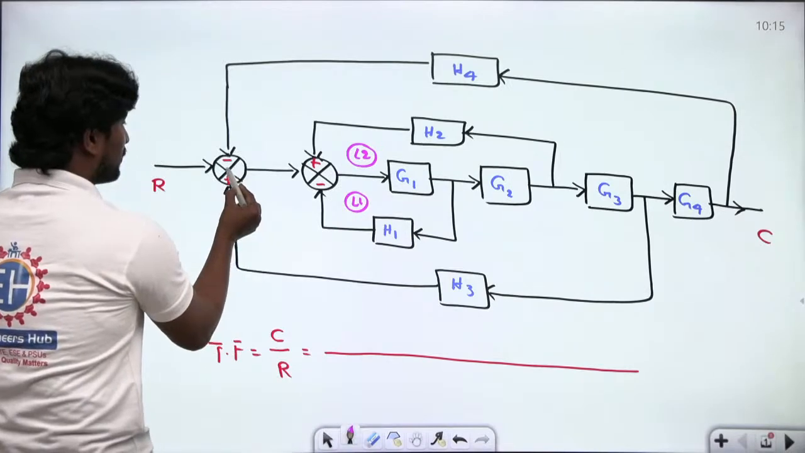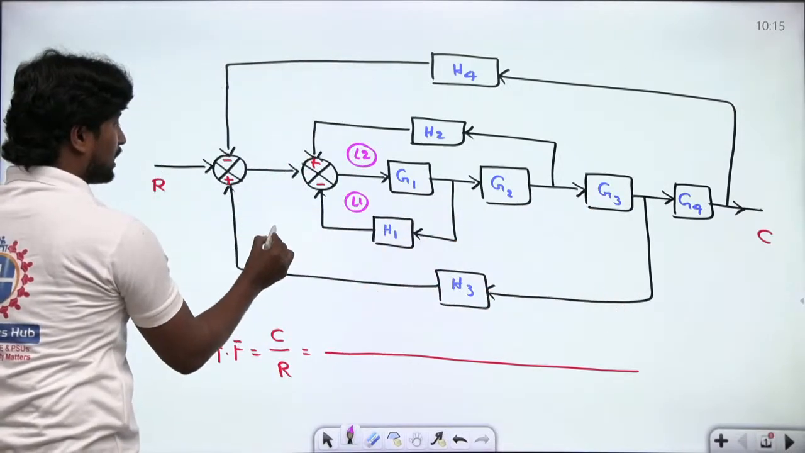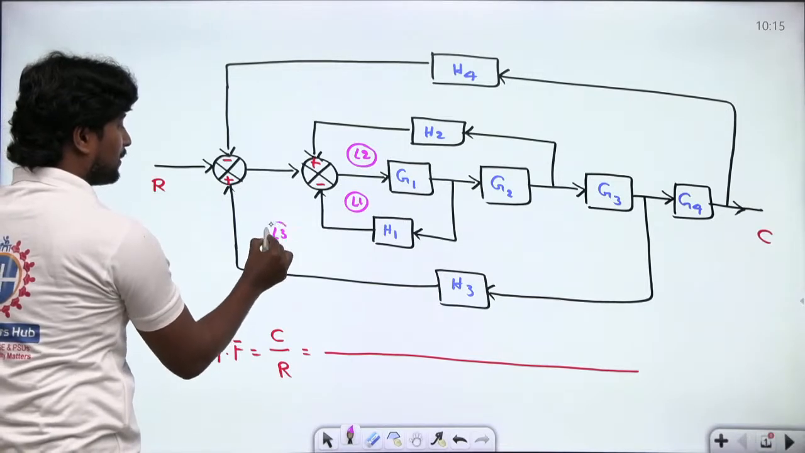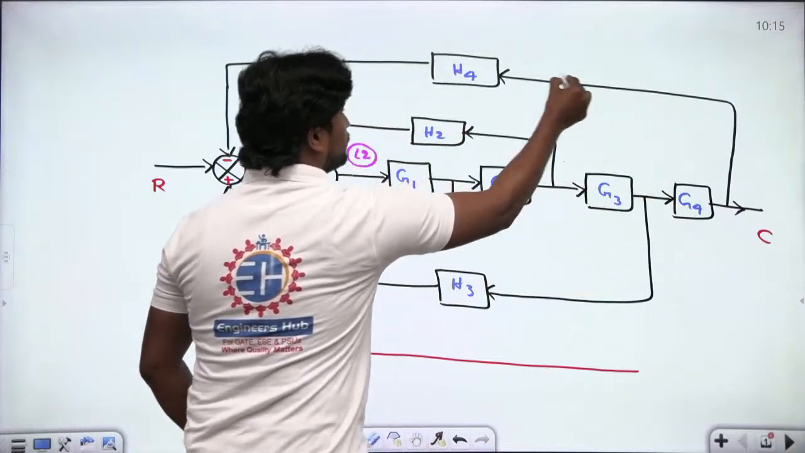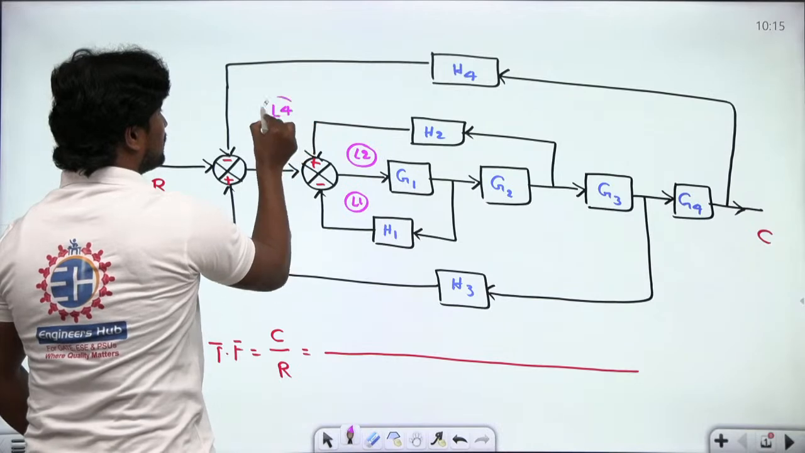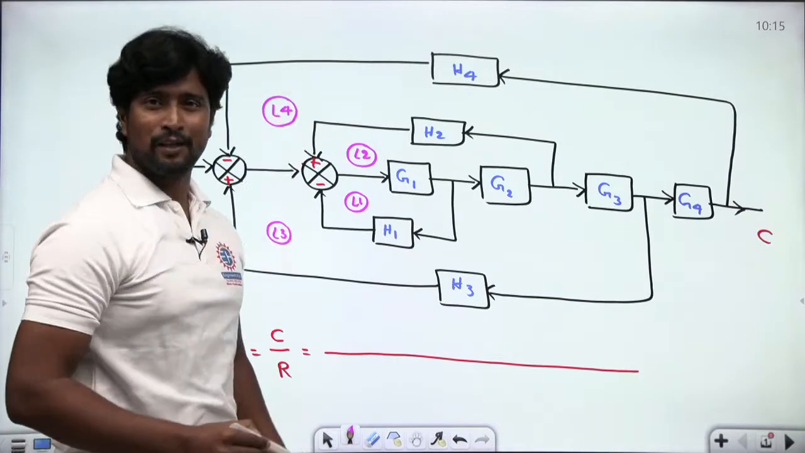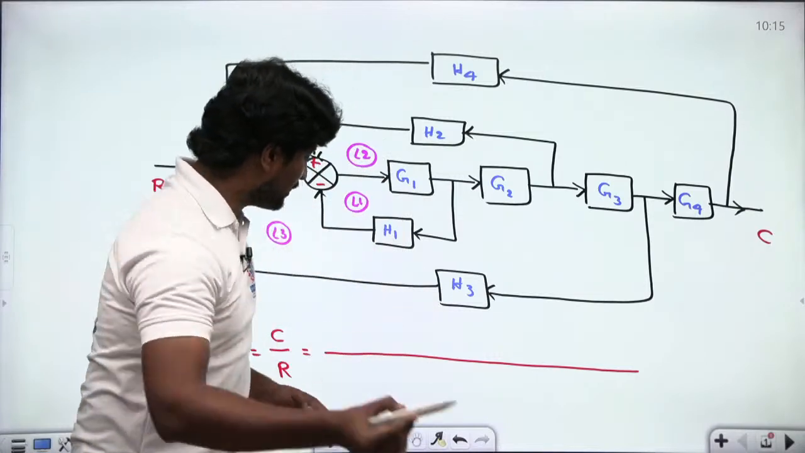Next, I started from here. G1, G2, G3, H3 looks like one loop or not? Next, G1, G2, G3, G4, H4 looks like one loop or not? Are you clear? How many loops are there? 4 loops.